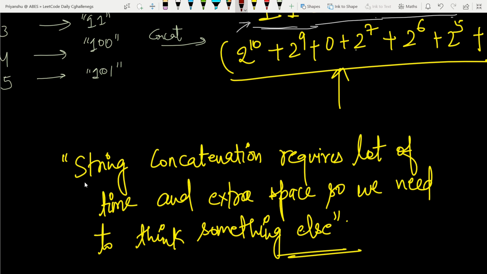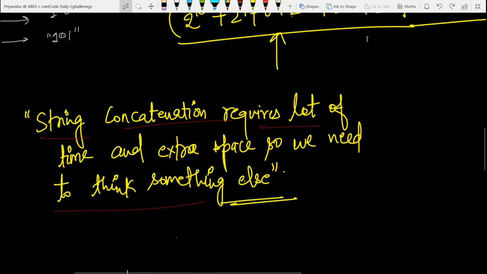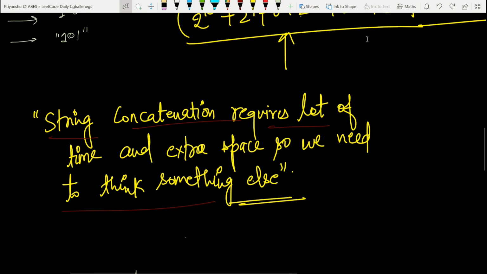String concatenation requires a lot of time and extra space, so we need to think of something else. So now we look at the second approach to solve the problem.